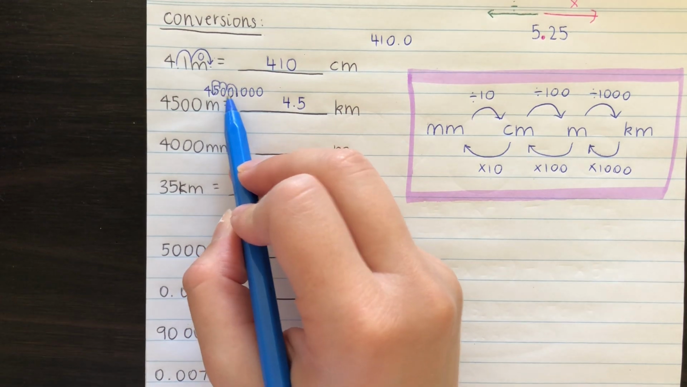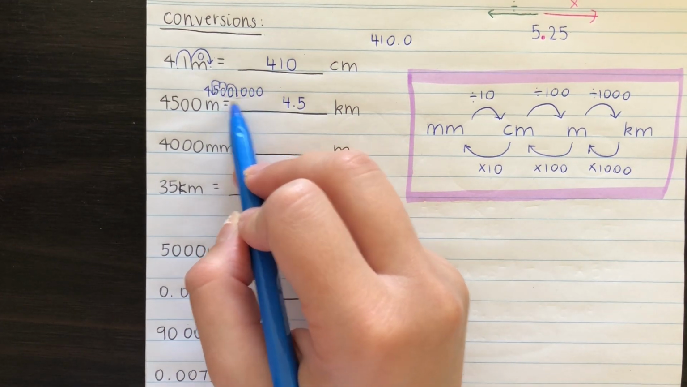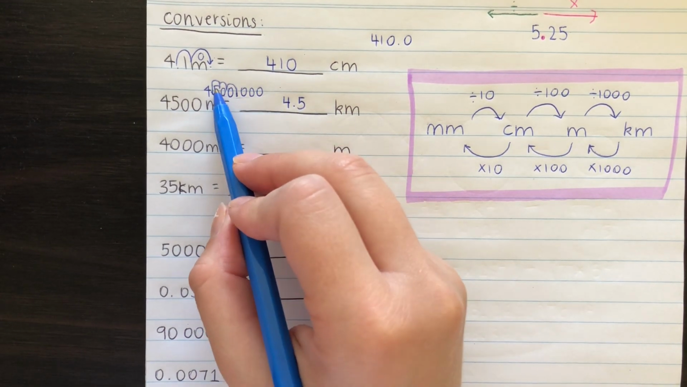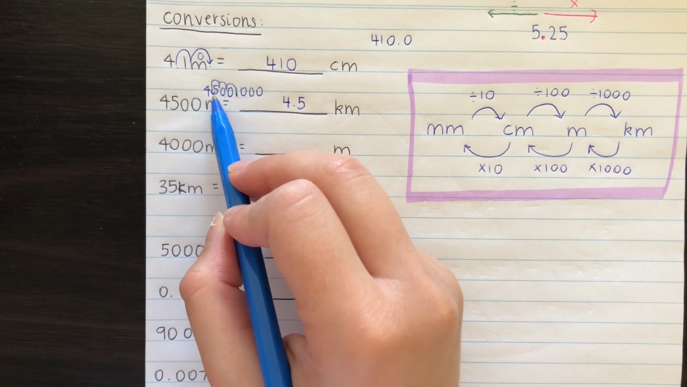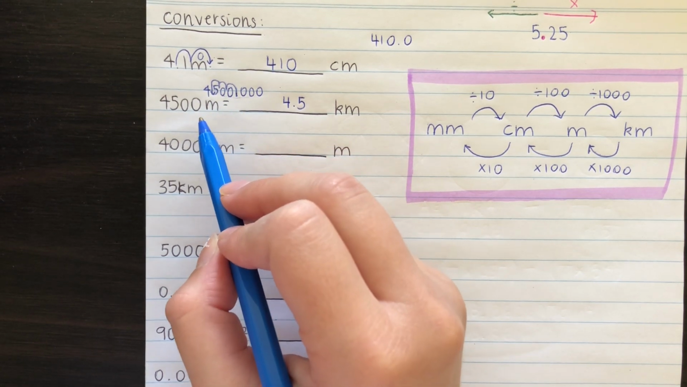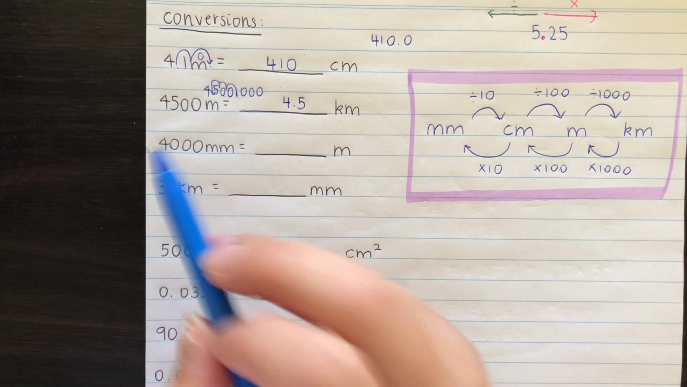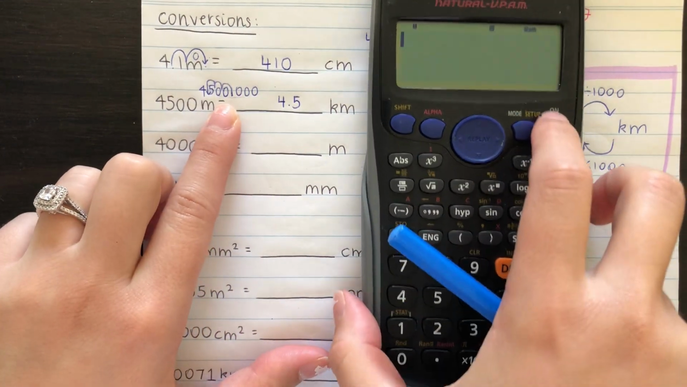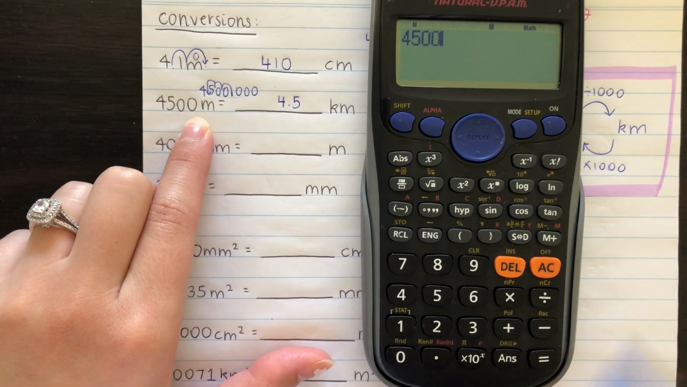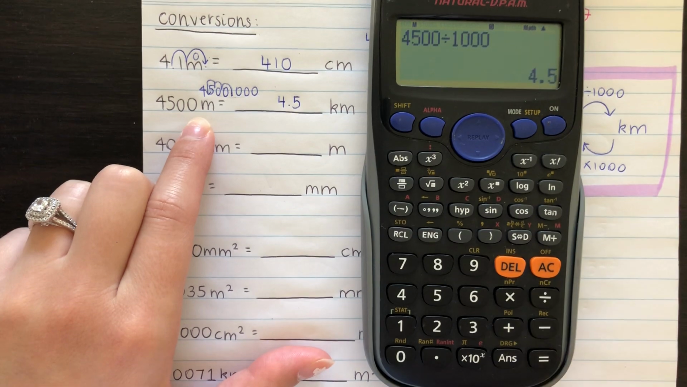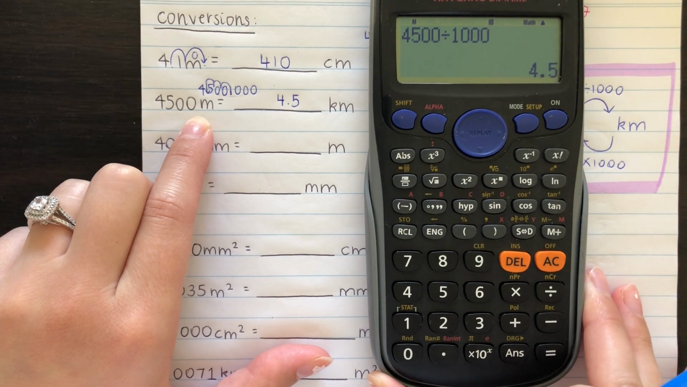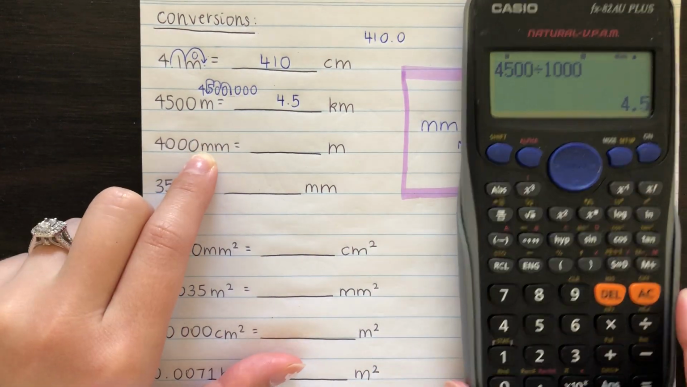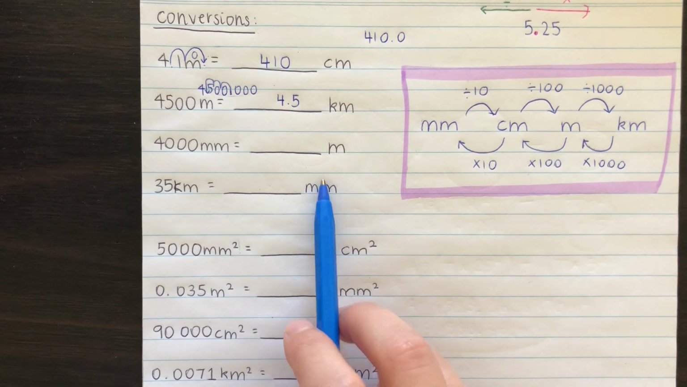Because again, it doesn't matter if we have millions of zeros here. Zeros are just 0. We're only interested in these numbers. 4.5 is still the same as 4.500000000. All right, show you with the calculator that it's the same. 4,500 divide by 1,000, 4.5. Okay, next one, millimeters to meters.